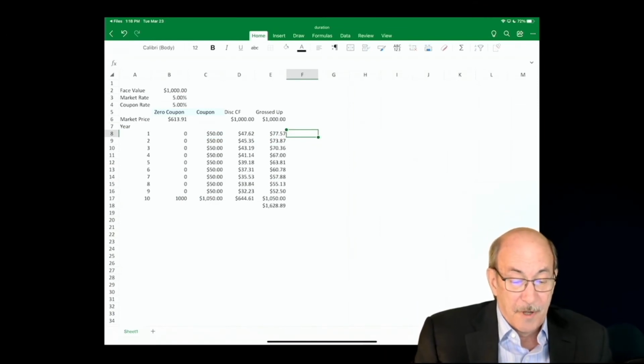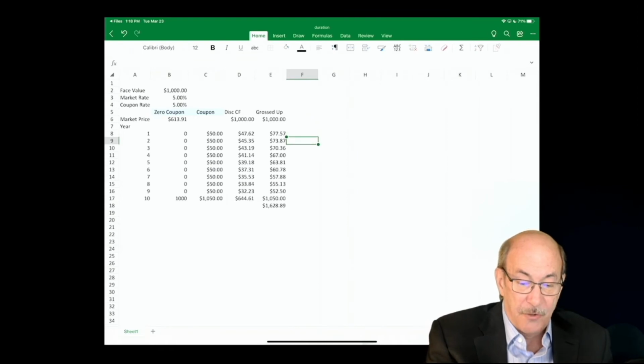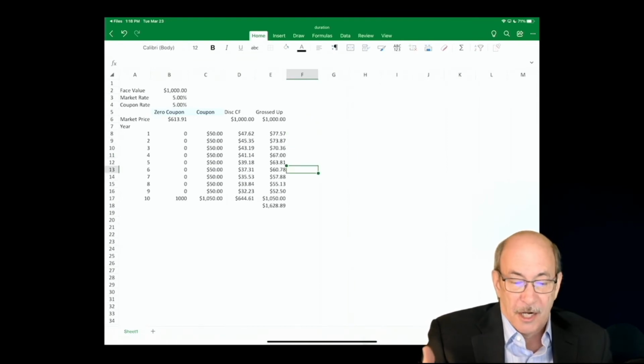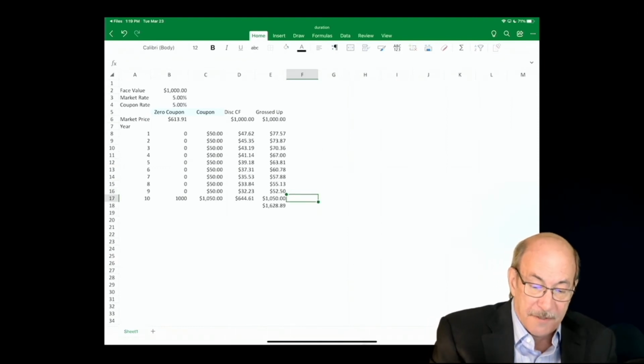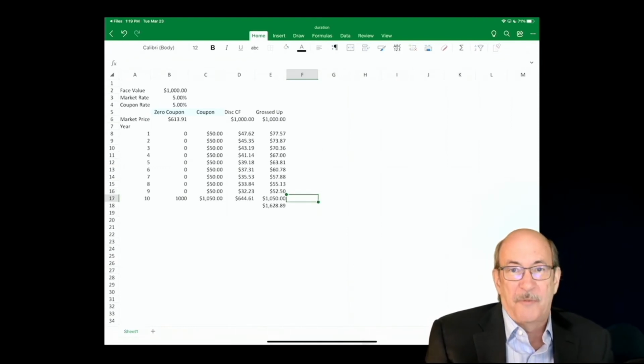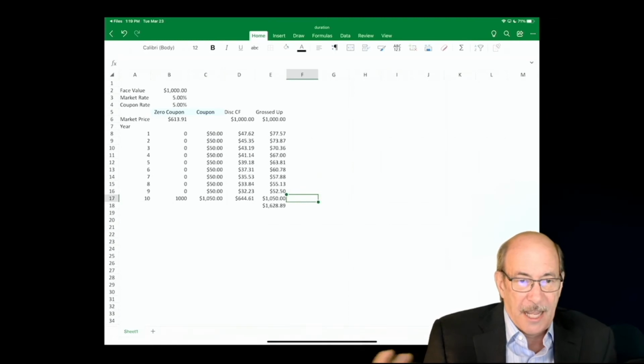So that $50 becomes $77.57 at the end of year 10. I've grossed this up. I've done that to all of these coupon payments, and notice the further out they are, the less time I have to earn interest on the coupon payment itself. So this last coupon payment, I only earn an extra $2.50 by investing it at 5% for 1 year. And this final one is at time of maturity, so it doesn't get any interest.